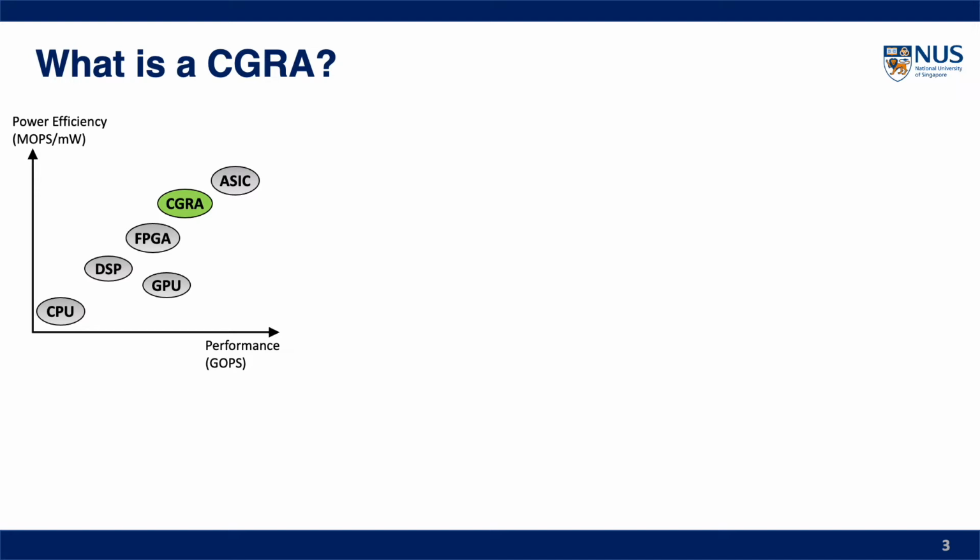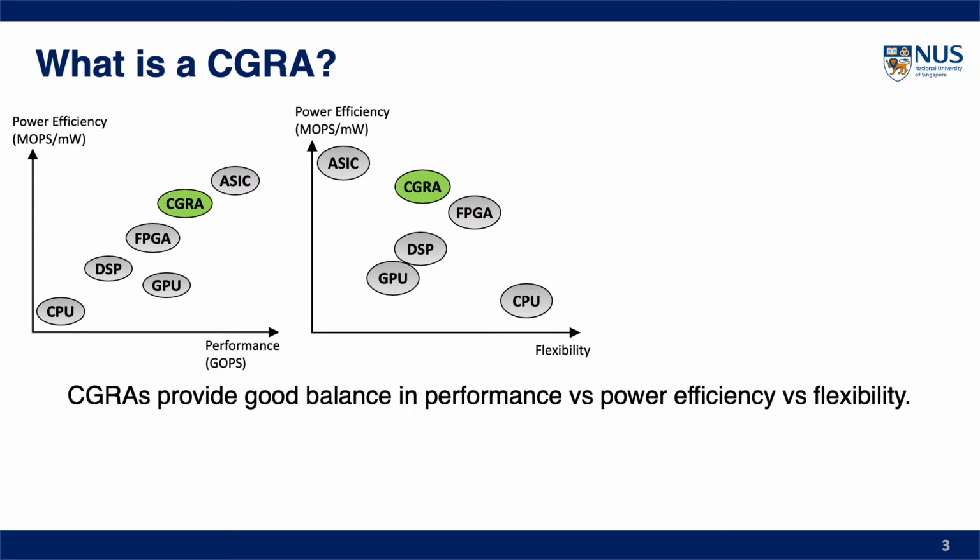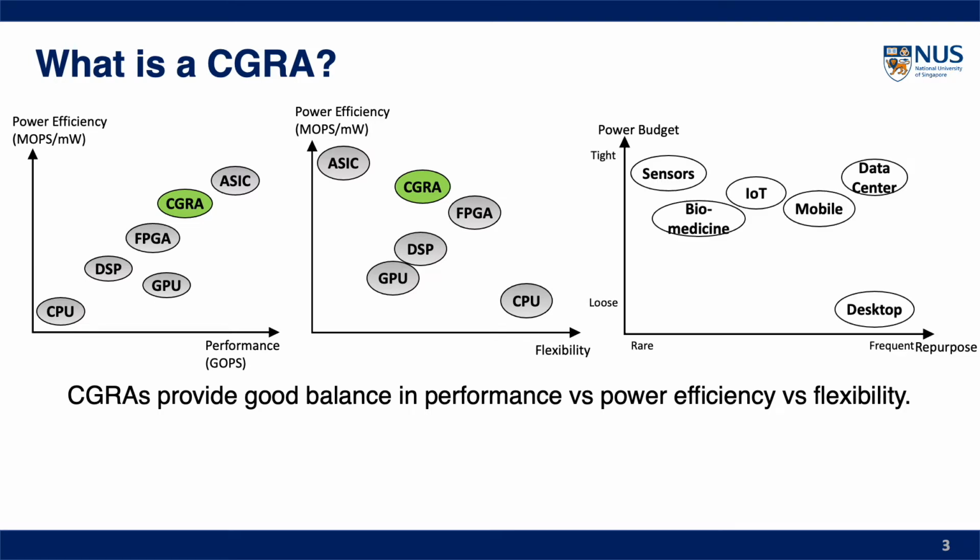Application-specific ICs, or the dedicated hardware, give the optimal power efficiency, but they are not flexible. Hence, they are associated with high non-recurrent engineering costs, whereas CGRAs on the other hand are flexible. In a nutshell, we can say that CGRAs provide a good balance between performance, power efficiency, and flexibility. If we look at the application domains, CGRAs are ideal for those with tight power budget, especially the applications at the edge.